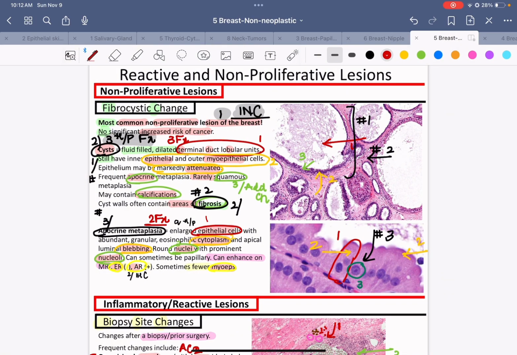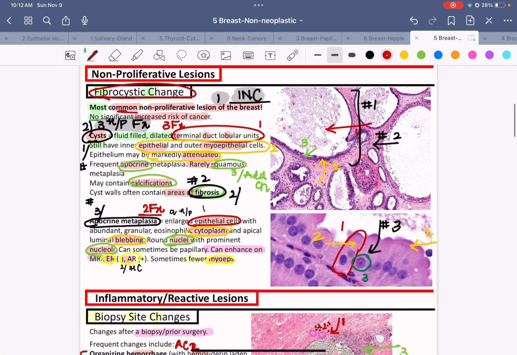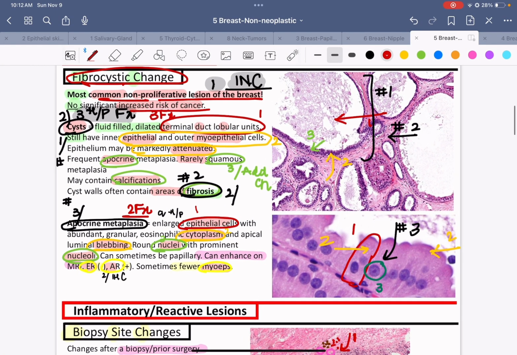The first category is our non-proliferative lesions called fibrocystic change. Just by looking at the name, we have to look for fibrosis, cysts, and some sort of apocrine metaplasia. If they ask you on the exam what the most common non-proliferative lesion of the breast is, the answer is fibrocystic change. Is there any increased risk of cancer associated with fibrocystic change? No, there is no associated increased risk. Now let's look at the histopathological features.